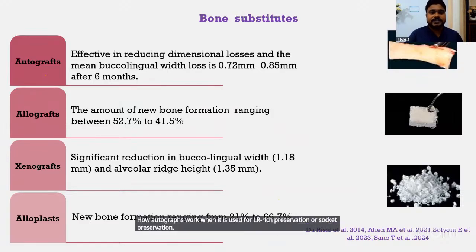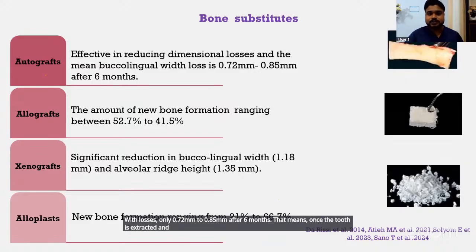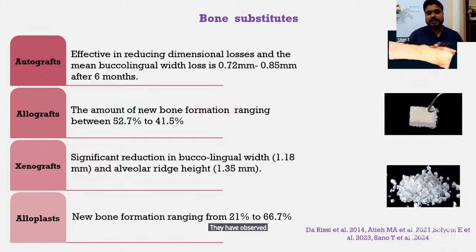It is effective in reducing the dimensional losses, and the mean buccolingual width loss is only 0.72 mm to 0.85 mm after 6 months. That means once the tooth is extracted and the patient's own bone shavings or bone scrapings or extraoral site bones, from the ramus or even from the symphysis graft, are used, they have observed less than 1 mm loss of buccolingual width after 6 months. This is coming to the autografts.